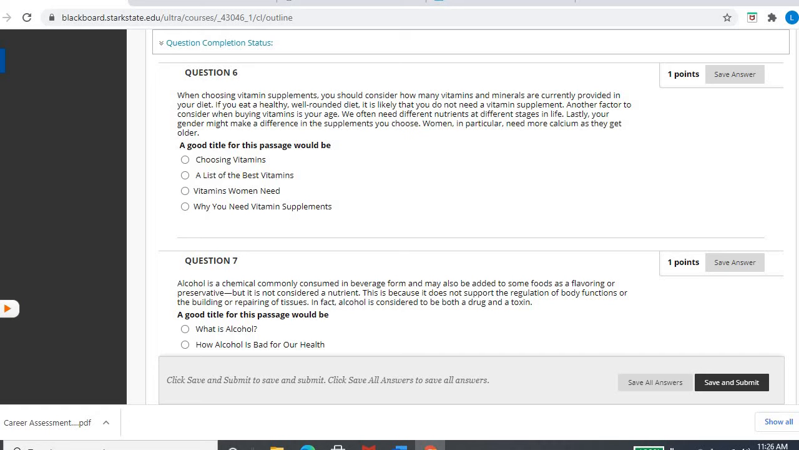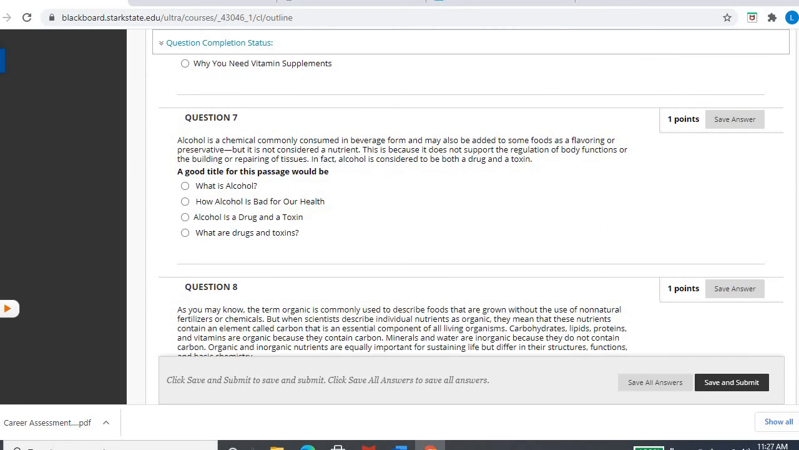So what is a good title for this passage? Basically, what's the topic? Who or what is this about? Now it says, when choosing vitamins, there's lots of things to consider. So right away, it doesn't give us a list of vitamins. It only talks a little bit about what women need in supplements. So obviously it's choosing vitamins, and it says it right in the first part of the first sentence, when choosing vitamins. So this is talking about how and when and under what circumstances you choose certain vitamins.